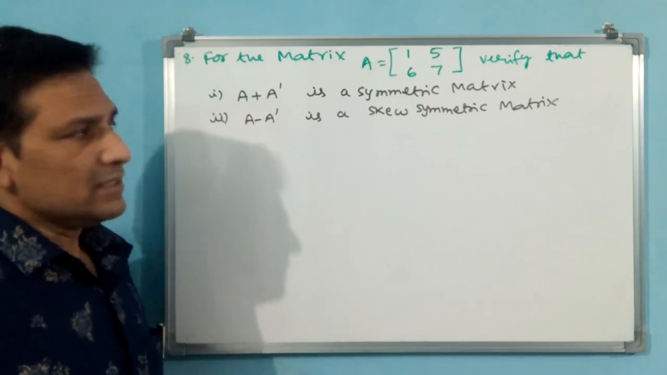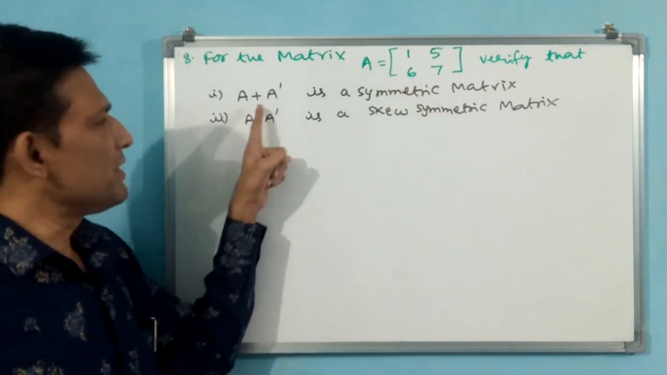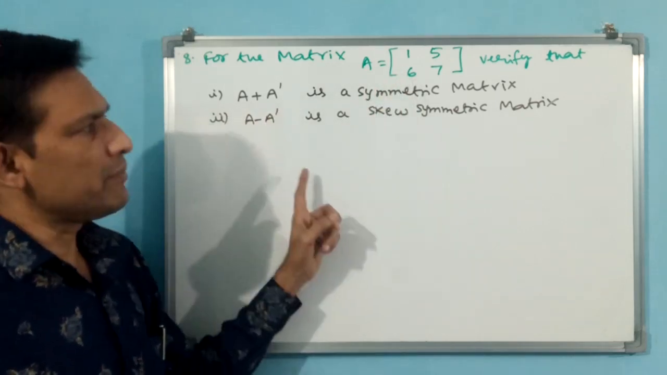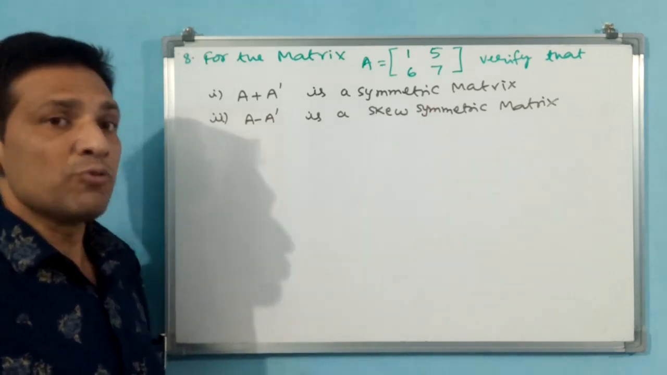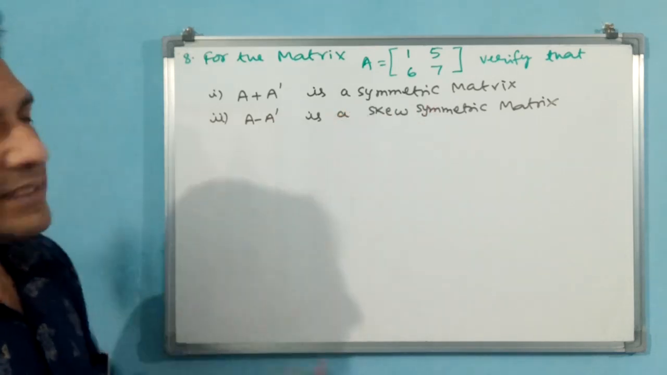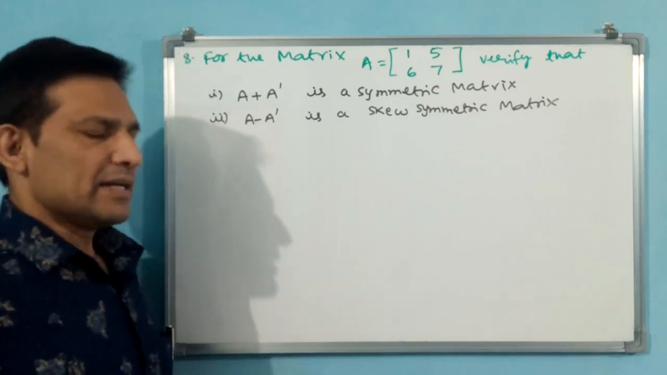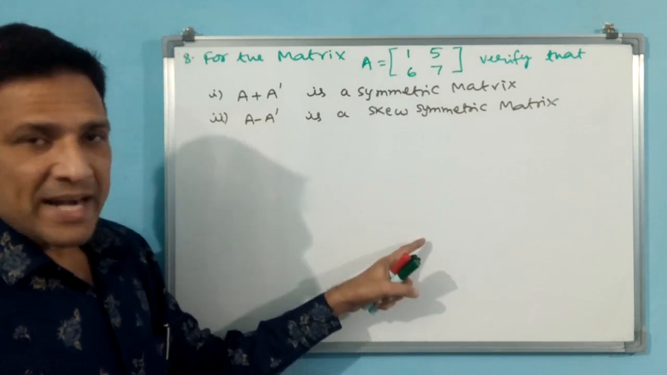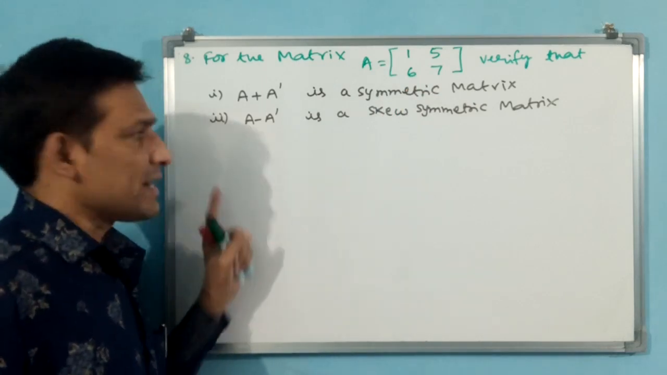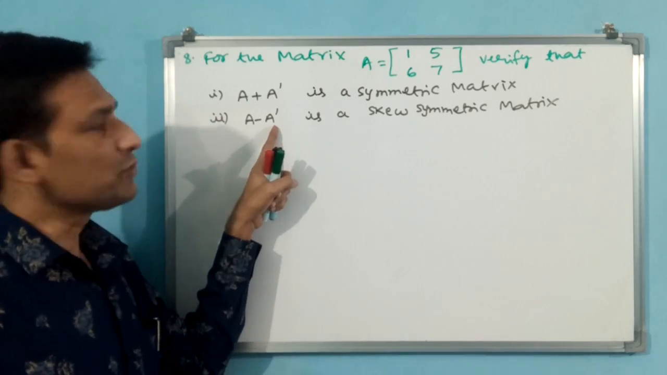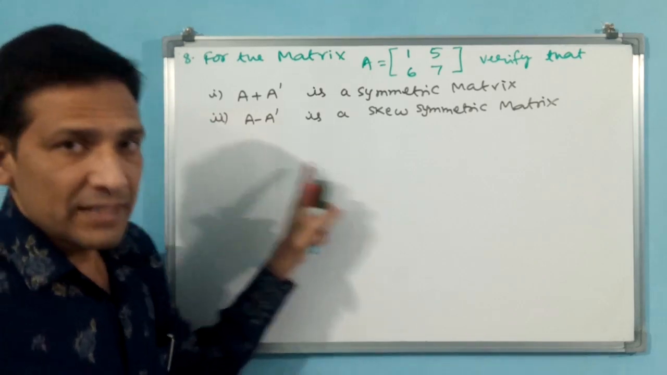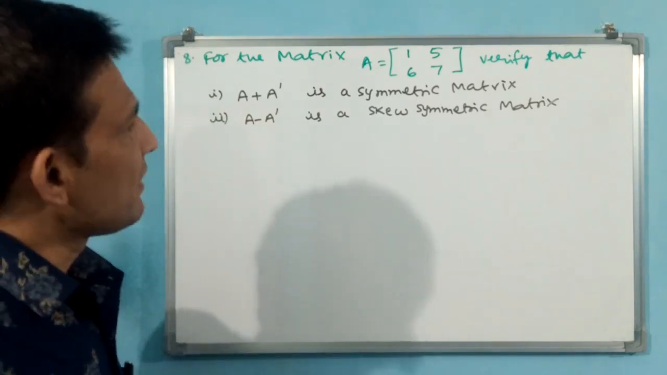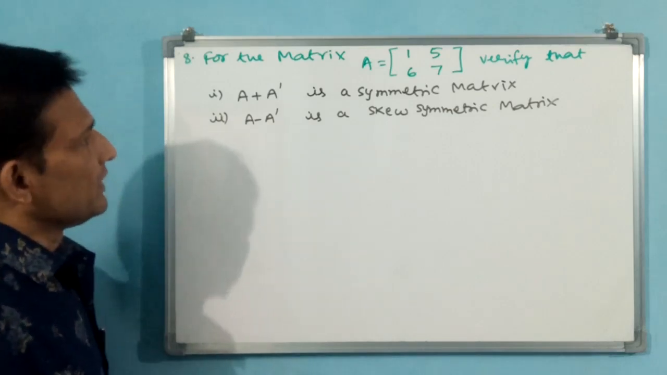Whatever may be the matrix, if you take a square matrix and do A plus A transpose, that means first you transpose it and add it with the original matrix, then that matrix is going to become a symmetric matrix. Now he is asking us to verify whether it is going to become so or not. That is the first one. Second one also, after transposing, if you subtract this transposed matrix from the original matrix, then a skew symmetric matrix is going to come. That also we have seen. Let us once again verify. Okay, let us do it.